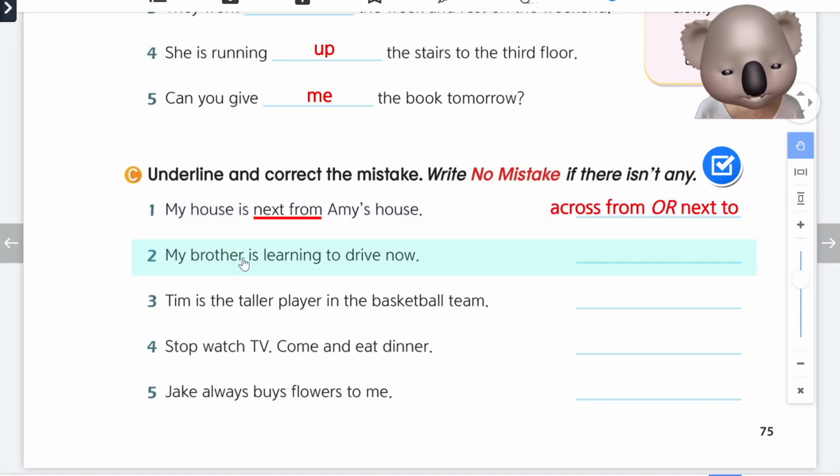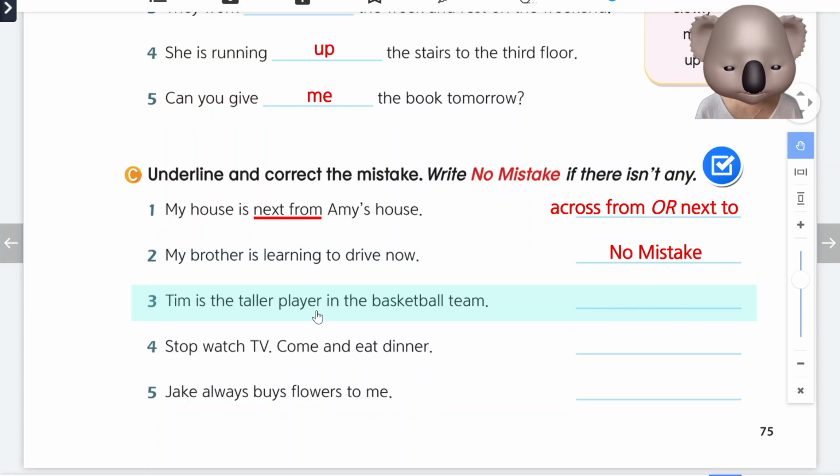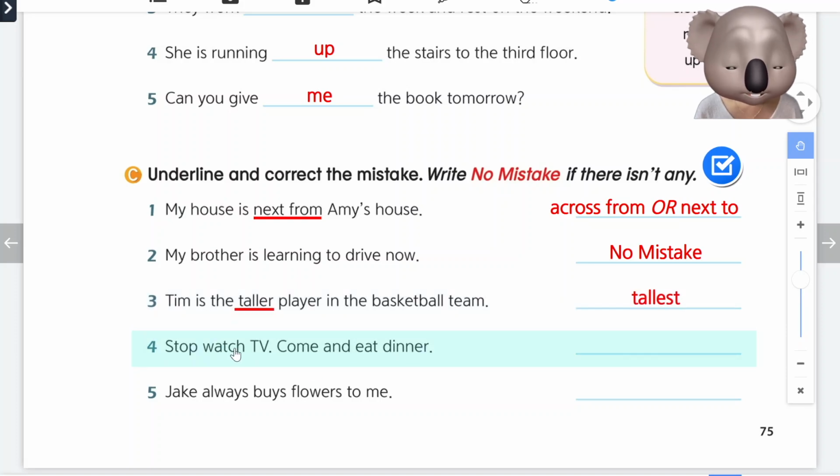Number 2, my brother is learning to drive now. My brother is 현재형 learning 하고 있다 to drive now. 지금 맞네. No mistake. Number 3, Tim is the taller player in the basketball team. 키가 가장 크면 taller 비교형을 사용하면 안 되는데. Is the tallest player. Number 4, stop watch TV. Come and eat dinner. 그만 보고. 근데 지금 하고 있잖아. Stop watching TV.